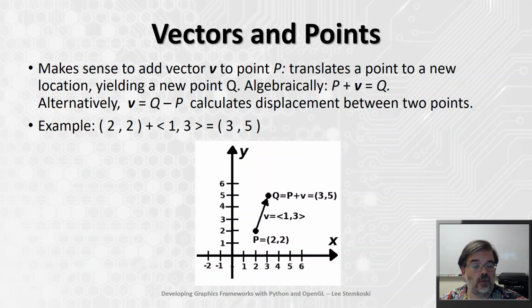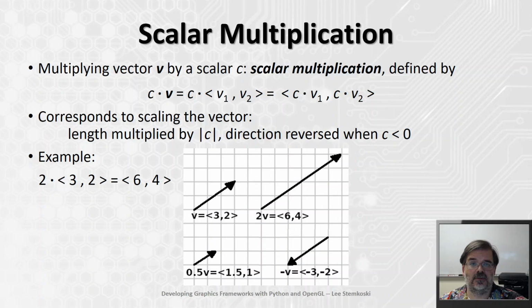There's another really important geometrically significant operation called scalar multiplication. Now, multiplying two vectors component by component isn't really useful geometrically. However, multiplying a vector by a constant does make a lot of sense. And this is called scalar multiplication. So it's defined as c times a vector v. Basically, you multiply each component, v1 and v2. Each one gets multiplied by that constant c.